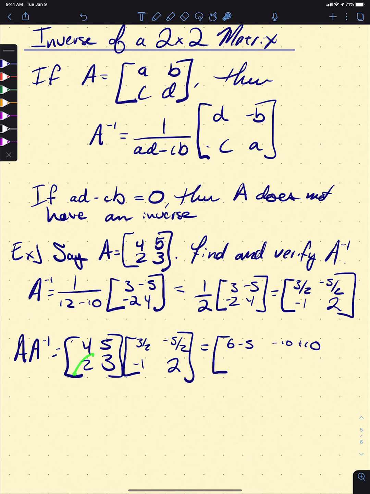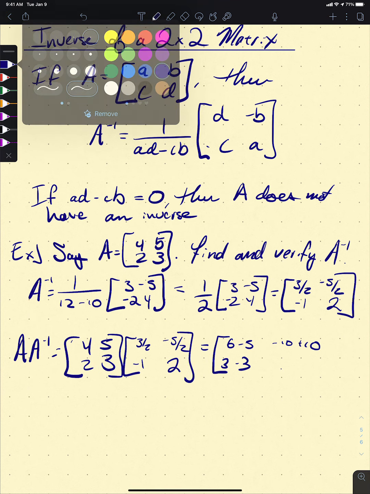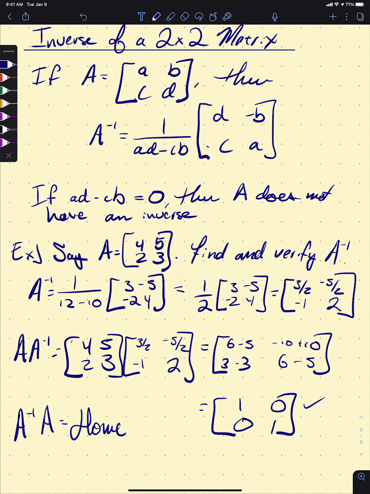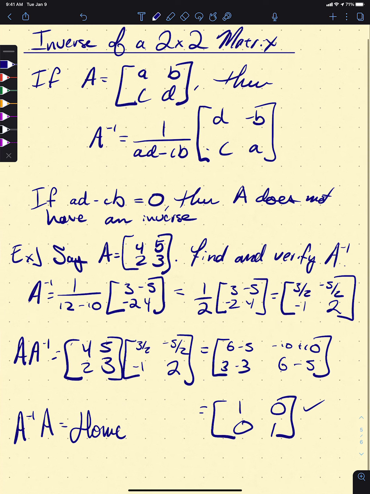For this entry, we're going to have 2 times 3/2 minus 3, so that's going to be 3 minus 3. And for this entry here, we're going to have 2 times minus 5/2 for minus 5, plus 3 times 2 for 6. So once again, 6 minus 5. And when you carry out that arithmetic, you get 1, 0, 0, 1. So that's the identity. We still need to calculate A inverse A, and I'm going to have y'all do that at home, to verify that that matrix multiplication does indeed do what we claim.